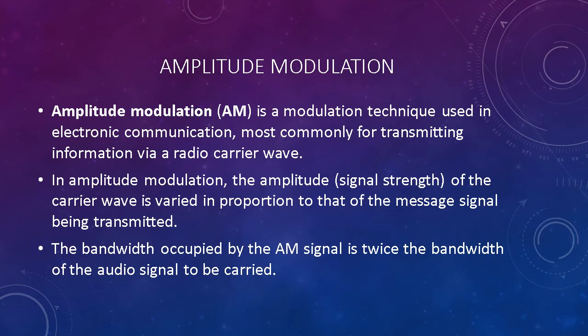The bandwidth occupied by the amplitude modulation signal is twice the bandwidth of the audio signal to be carried. So here the bandwidth that we use for the amplitude modulation signal is higher, 2 times the bandwidth of the audio signal to be carried. So suppose your voice is a normal voice, once you use a speaker, it will become double the voice, the loudness will become double. Same is the case here. The bandwidth occupied by the AM signal will be double as compared to the normal audio signal.